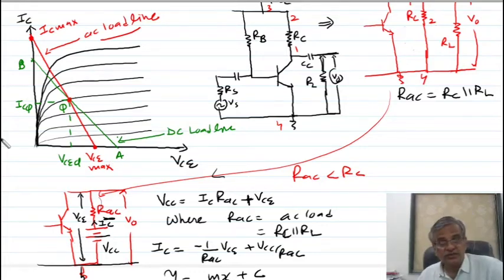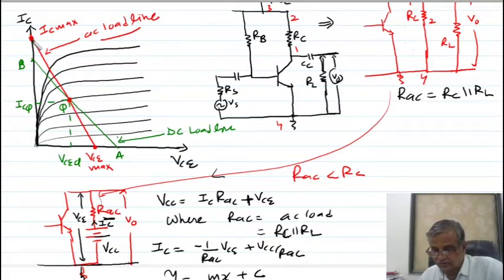When the AC input signal is not given, then this is the value of the current existing in the transistor, ICQ and VCQ. So when AC is given, I have to pass this AC line through this Q point. That's why I'm passing the AC load line through the same operating point Q.